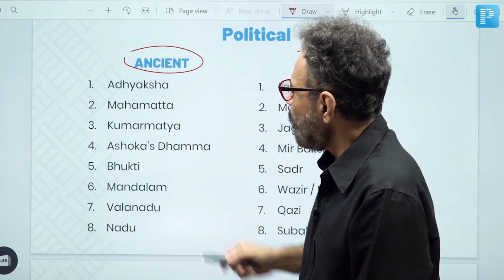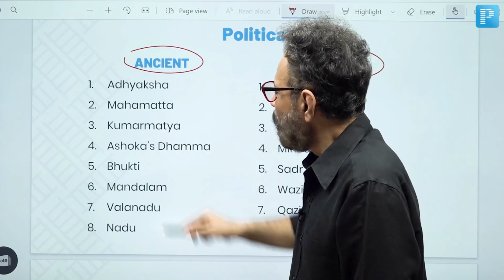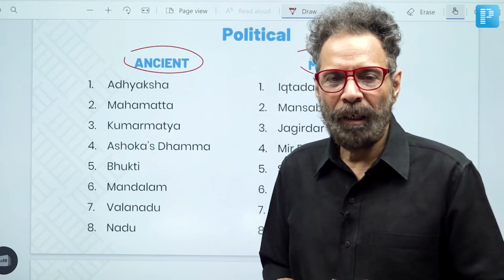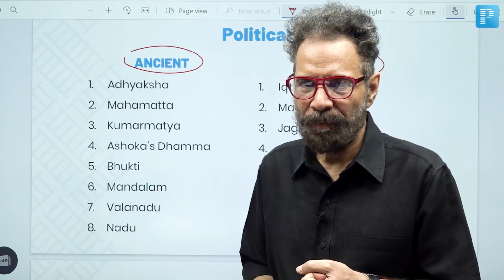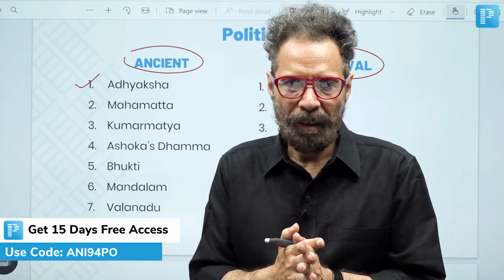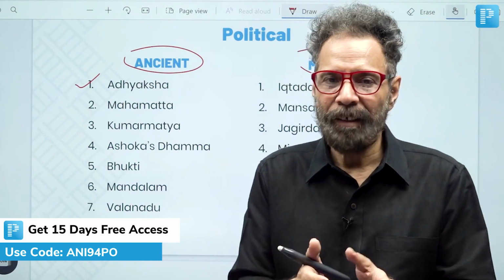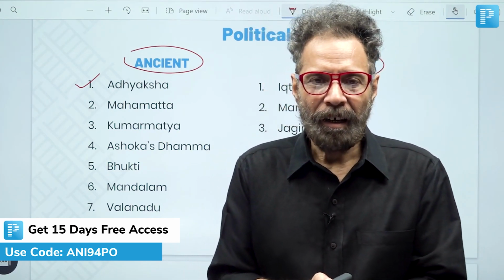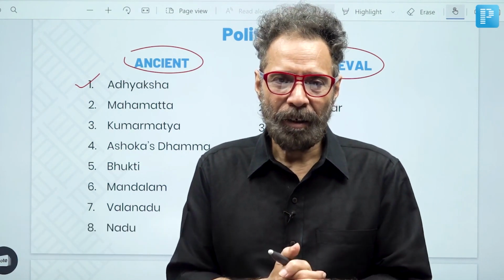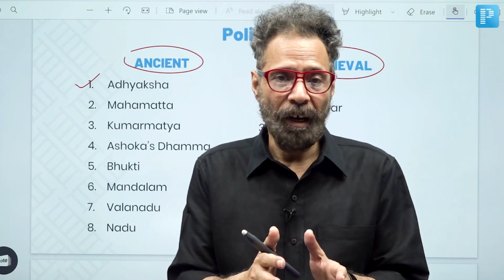In ancient, the first term is Adhyaksha, second is Mahamata, third is Kumaramati. They have some elements of similarity because all these three refer to a specific official or the official cadre. The first one, Adhyaksha, was an official cadre associated with the Mauryan Empire. Adhyakshas were high-ranking officials under the Mauryas, and there is a big description of Adhyakshas in a famous book, Arthashastra, written by Kautilya. Adhyakshas were appointed in many fields, but mainly economic and military fields.